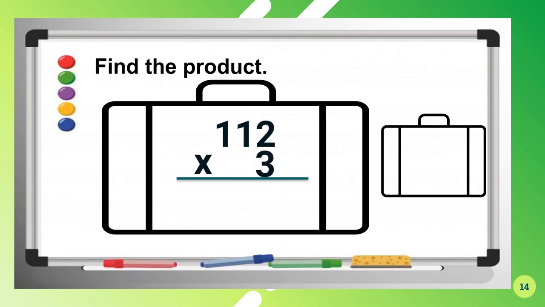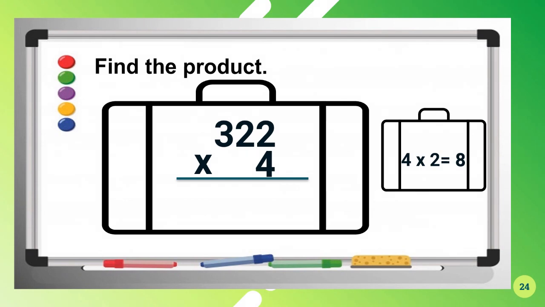We multiply 3 times 2 equals 6. Well, 3 times 1 equals 3. And 3 times 1 is equal to 3. Therefore, the product of 112 times 3 is 336. Another one is 322 times 4.